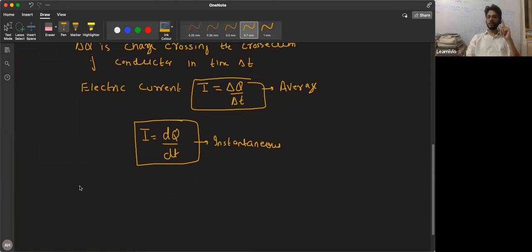Next is current is not a vector, current is a scalar. Exactly, it's a tensor quantity, but we don't introduce tensor at school level. So we write current as a scalar. Although current has direction, it's not a vector quantity. It does not follow vector laws. Its SI unit is ampere.